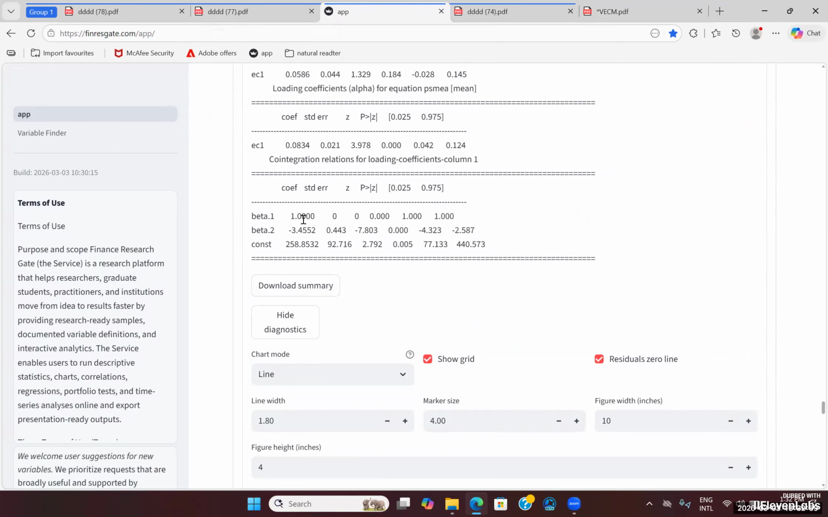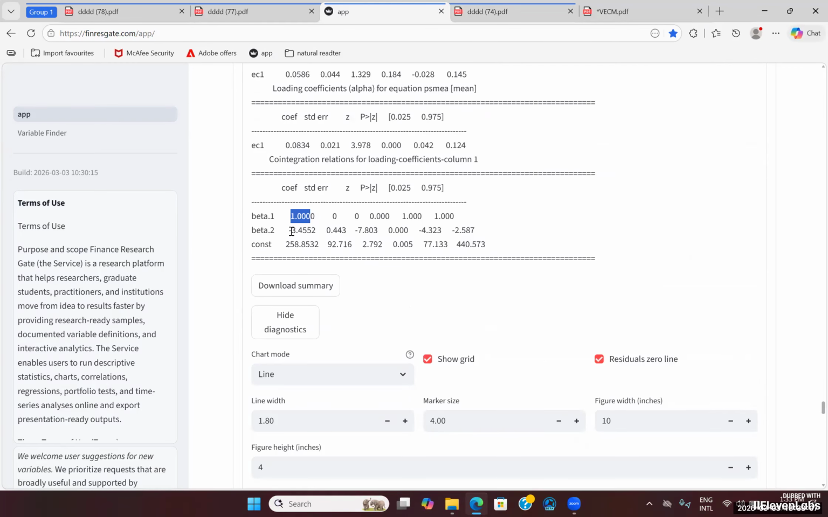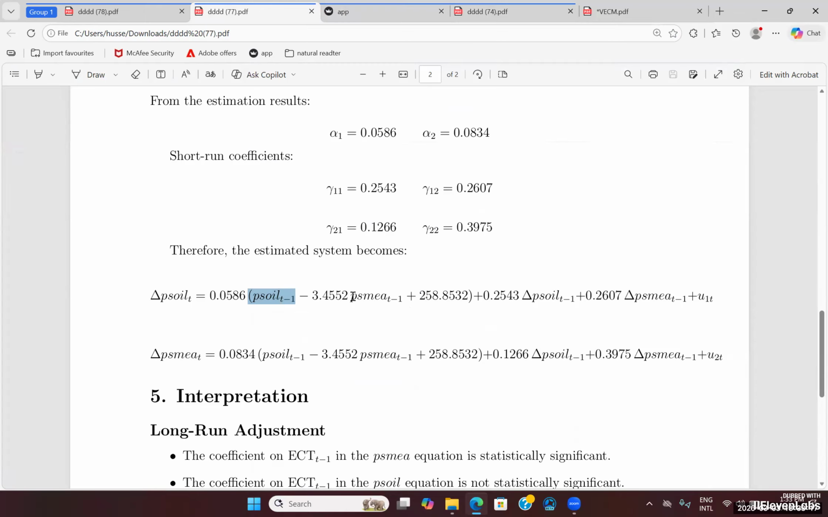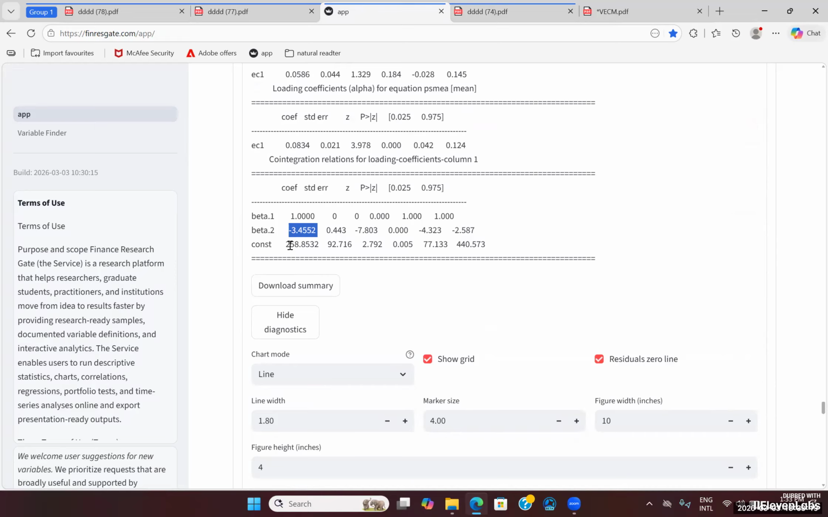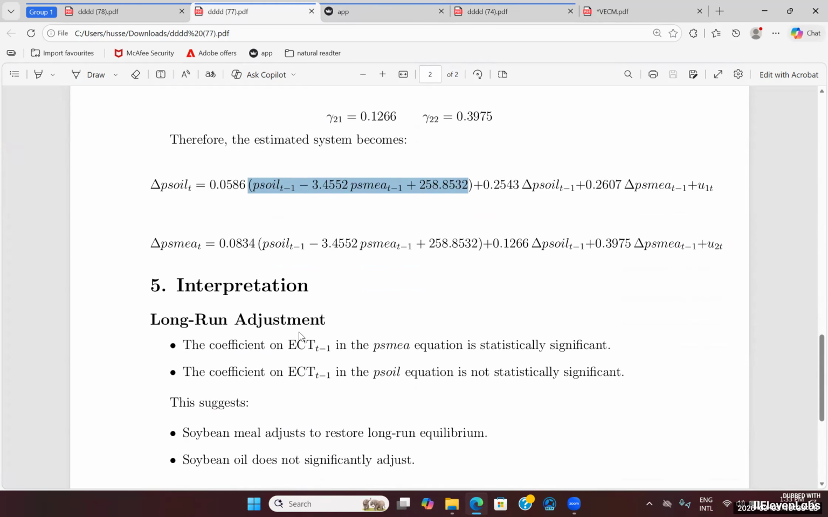This is how it can be expressed. So if you take one and multiply it by the actual price of soy oil, we need to consider the coefficient associated with the soy meal component, whether it represents a positive or a negative value, which is negative 3.45, and then you multiply that by the price of soy meal. Plus the constant, that will give you the long-run equilibrium relationship.